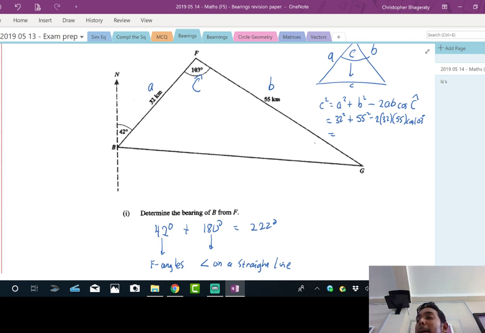Oh no, wait, I don't want anything square rooted yet. I actually want this to be exactly equal to 4,840.83. Stephanie, yes you do get those formulas in the formula sheet.